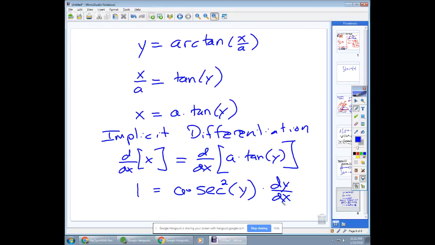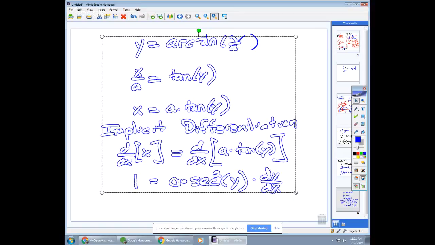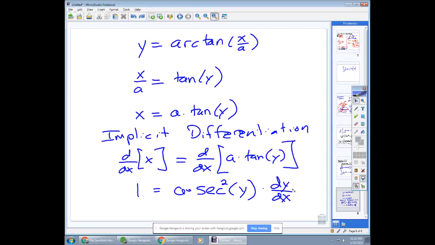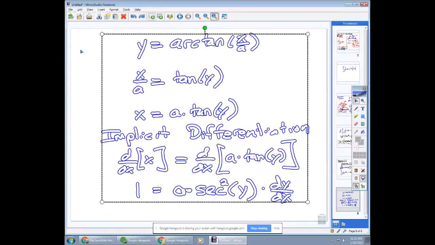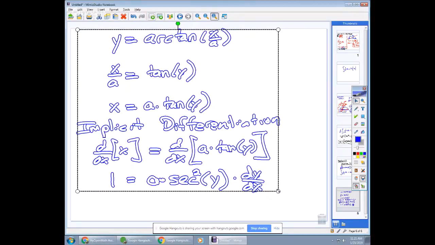Shrink this a little bit so I can fit all of this on one page. Almost done. Do we have to use the product rule on the right side? No, because a is a constant. The product rule is not necessary. Here we go. Shift you up, shrink you just a little.